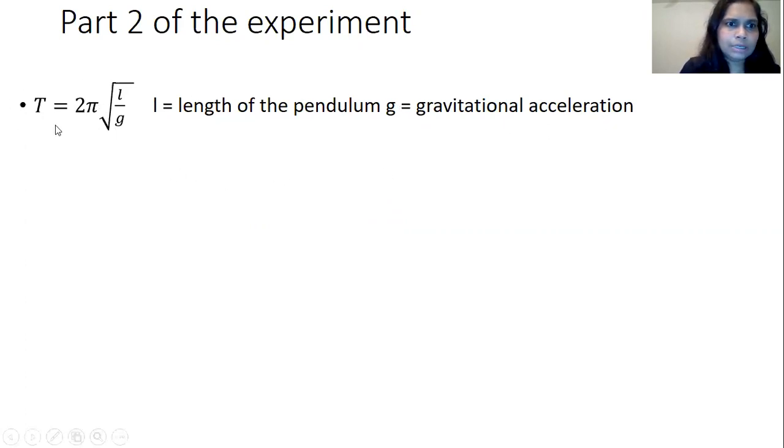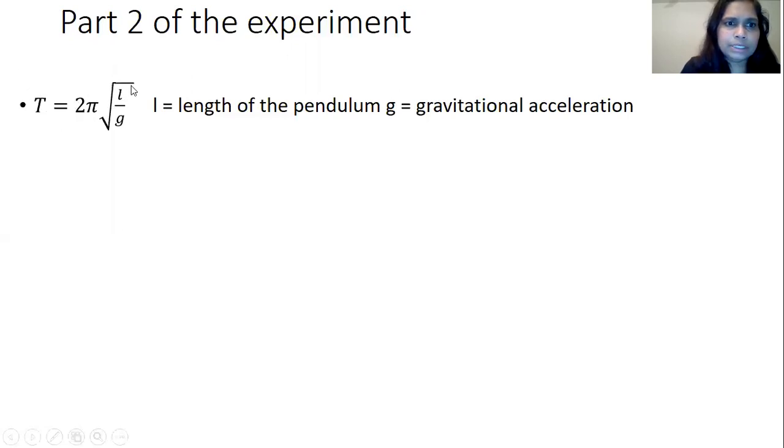Now let's do a little bit of algebra here. Maybe from middle school or elementary school, you know how to solve these equations, right? Here, we're going to change the length and measure the time period. So my independent variable will be the length of the pendulum and my dependent variable will be the time period. I'm going to change L and measure the time period.